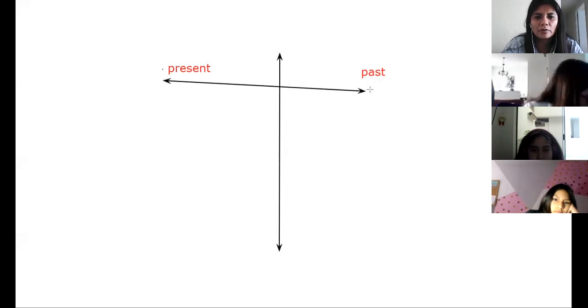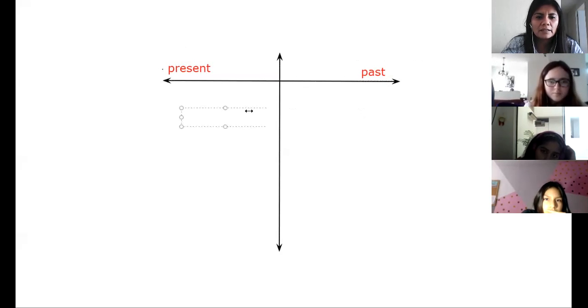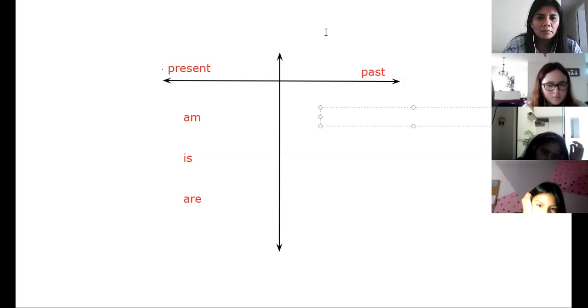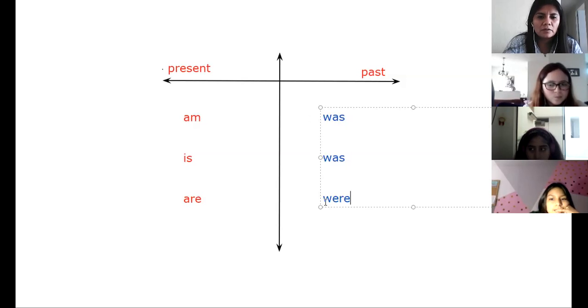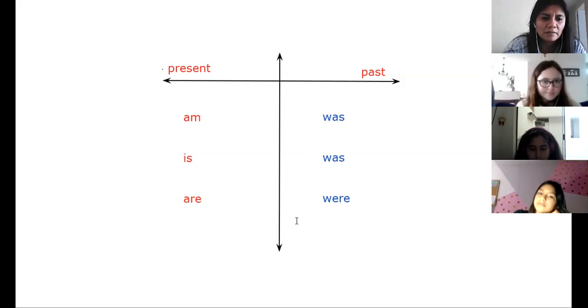So what is the present form of the verb to be? It's very simple, Miss Milagros. In the present, we have am, is, and are. Oh yes, I remember, no? But what happened in the past? Miss Milagros, it's very simple. You must remember, no? The past of am was. The past of is was, again. And the past of are were. Excellent. So if you have this in your copybook, you will remember easily and faster, no?